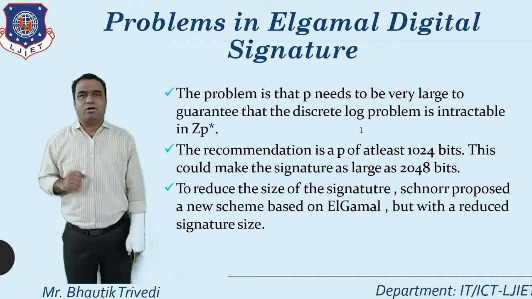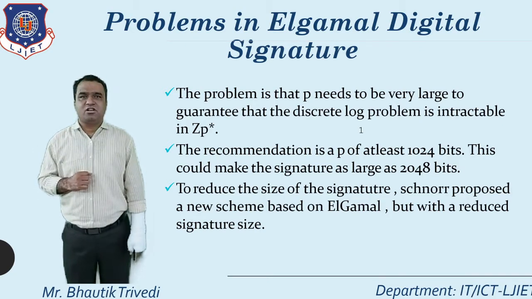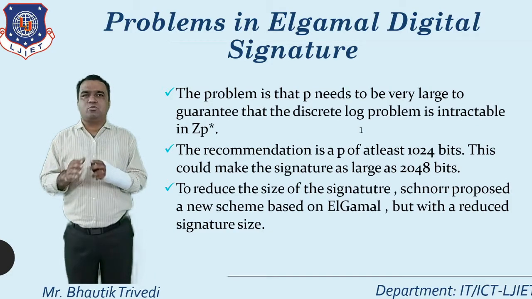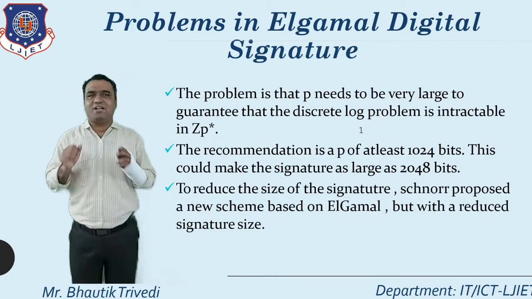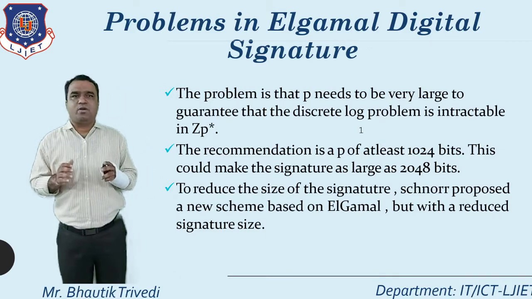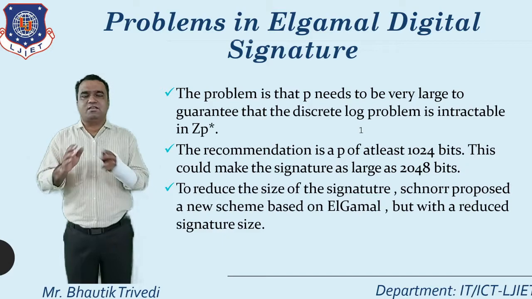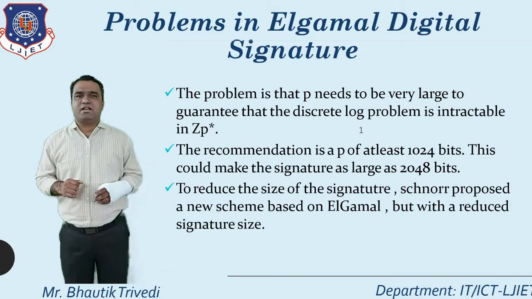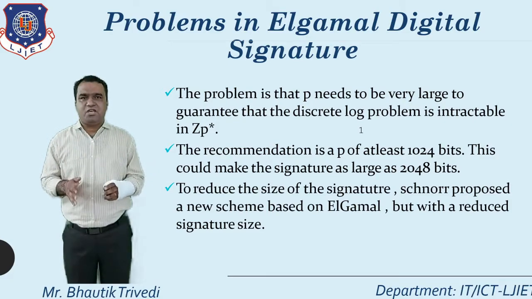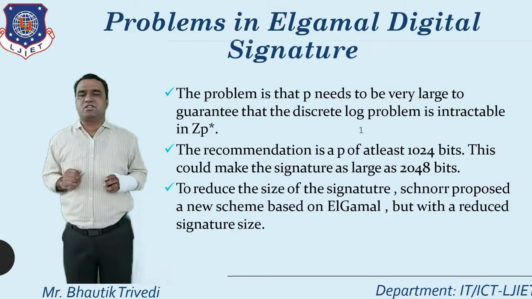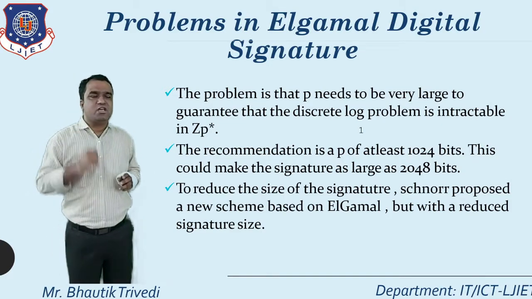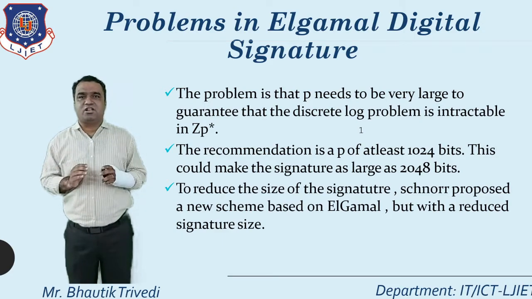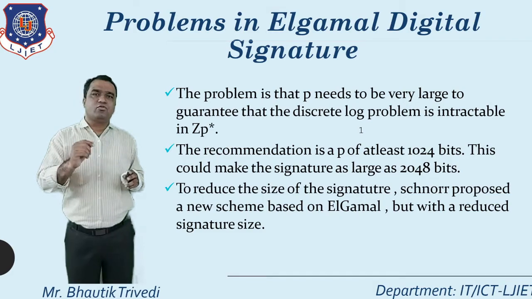Which kind of problems arise in the ElGamal digital signature? The first problem is that P needs to be very large to guarantee that the discrete logarithm problem is intractable in ZP. This is the first problem. The second problem is that the recommendation is a P of at least 1024 bits. Whenever you select the value of P, it should support 1024 bits. This could make the signature as large as 2048 bits.